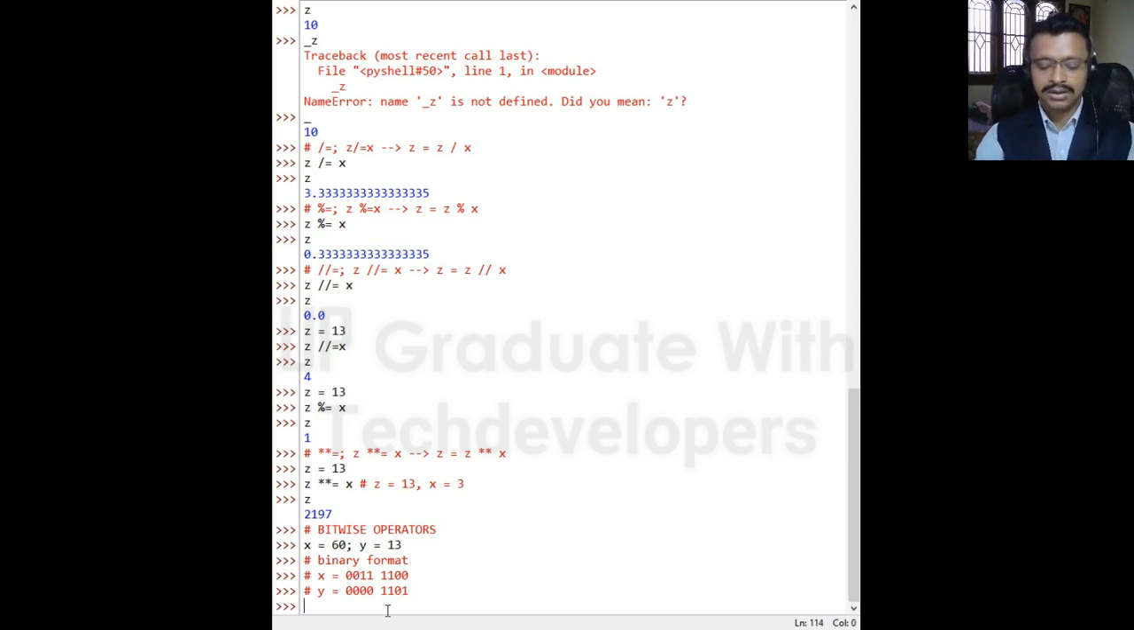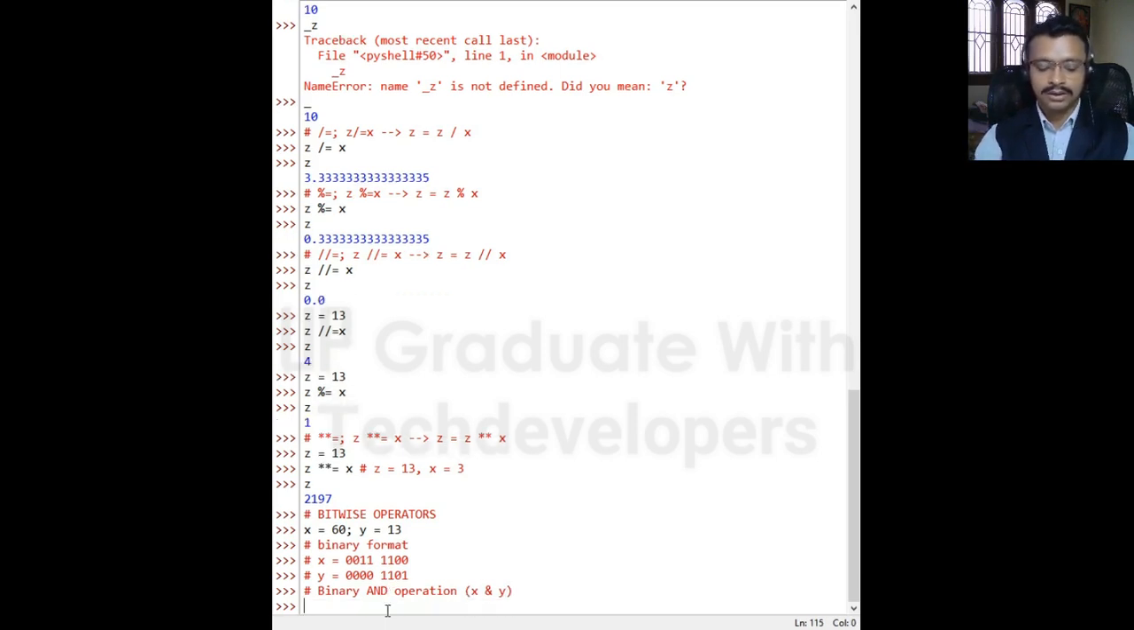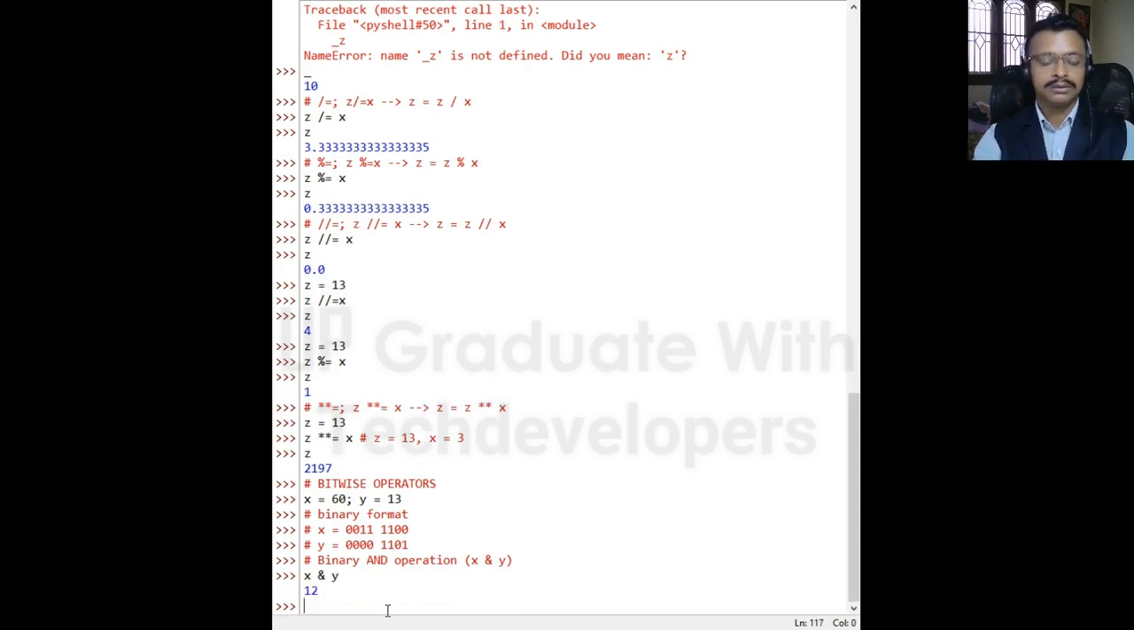So let us do this operation, the binary AND operation, that is x & y. So this is nothing but the binary operation, x and y. Let us do this, x & y. So here we got the result in the form of an integer, 12.